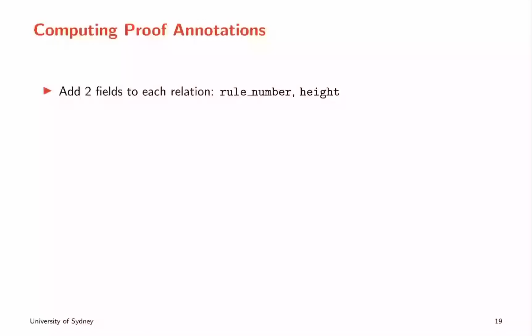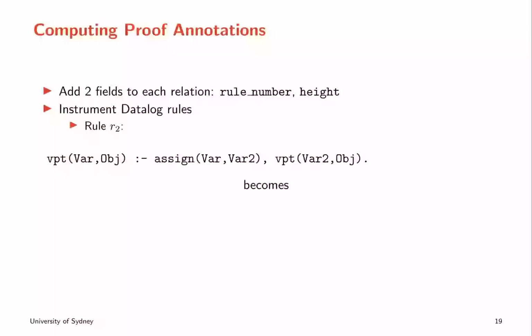To compute these proof annotations, the first stage is we have to add 2 fields to each relation, the rule number and the height. And then we need to instrument our Datalog rules so that they compute the correct values for these 2 fields. If we take rule R2, for example, this is a rule that says if we have a variable assignment and var2 points to some object, then var can also point to that object.